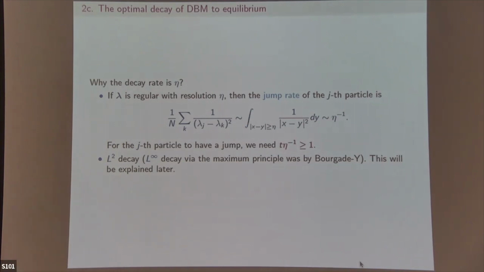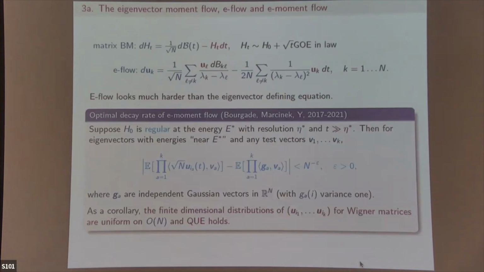Here I tried to explain what the decay rate eta is, but I don't think I have much time. So I would like to talk about Nash and Stein in the last 5 to 10 minutes, about the eigenvector flow. So you look at this eigenvector flow. This is a flow on the orthogonal group in n dimensions, and it's huge. Anyone looking at this equation will think it is completely crazy to try to solve it. This looks much harder than the eigenvector equation. I mean, would you like to solve this equation or the eigenvector equation? So the choice is clear.